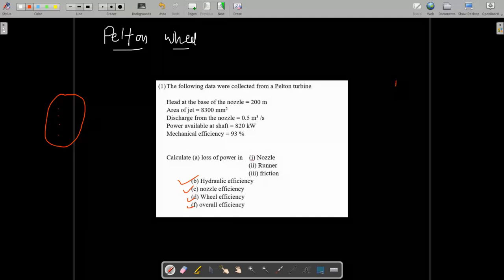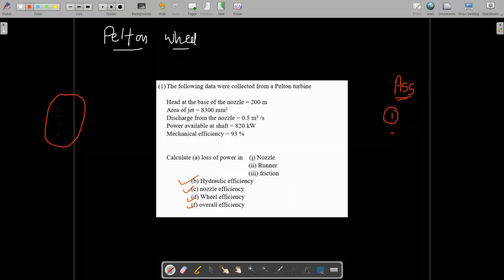The assumption I have taken in this lecture is that you have a basic idea of the Pelton wheel, you know the theory of the Pelton wheel. The second assumption is that you know a few equations like efficiencies, output upon input, the hydraulic efficiency equation, and the mechanical efficiency equation. If you don't know, then I will write it here and explain where it came from.